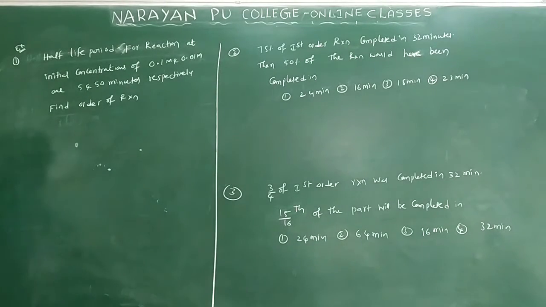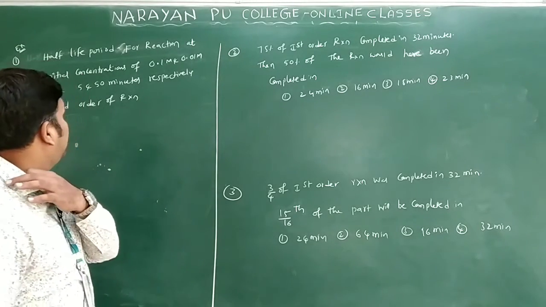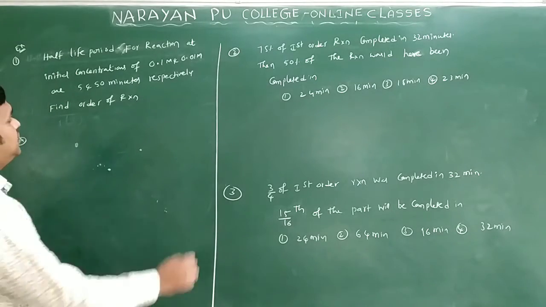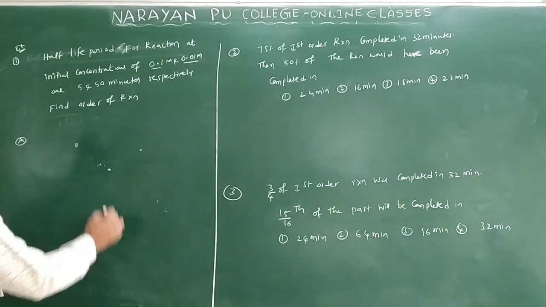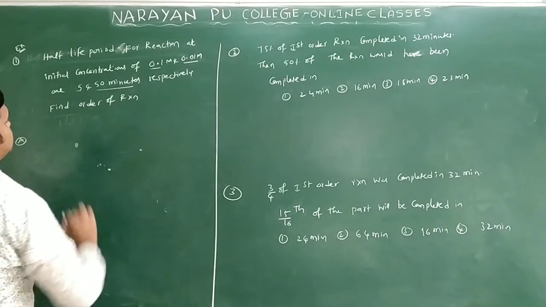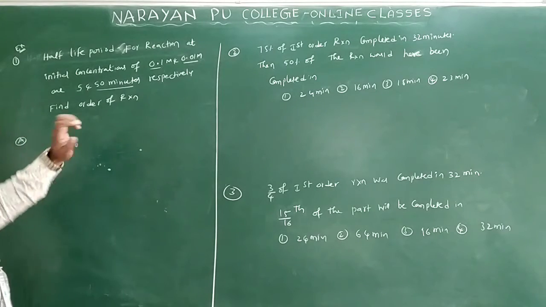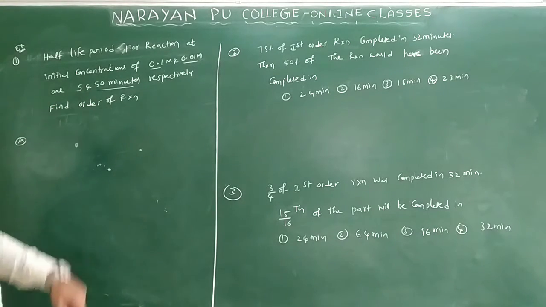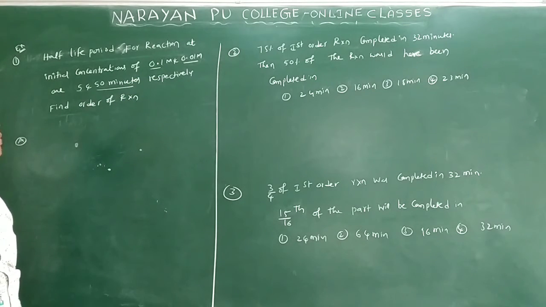So these are some examples of the concept we discussed up to now. See the question here: the half-life for a reaction at initial concentrations of 0.1 and 0.01 M, and the times given are 5 and 50 minutes respectively. Find the order of the reaction. T1 half is given, that is 5. T2 half is given, that is 50. And a1 is 0.1 and a2 is 0.01.